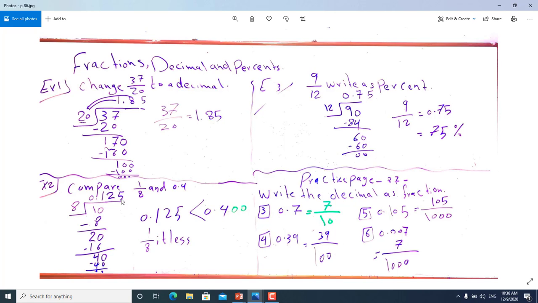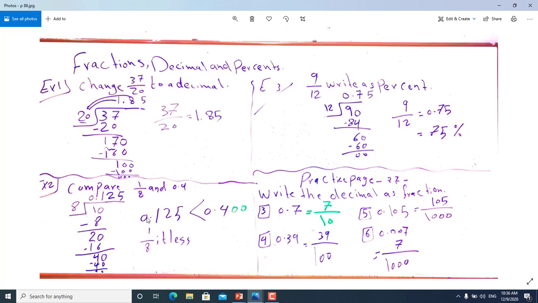40 divided by 8 is 5. 5 times 8 is 40. Now 40 minus 40 is 0. So now we don't have any remainder. That means 1 over 8 is 0.125 as a decimal. So how can we compare them?